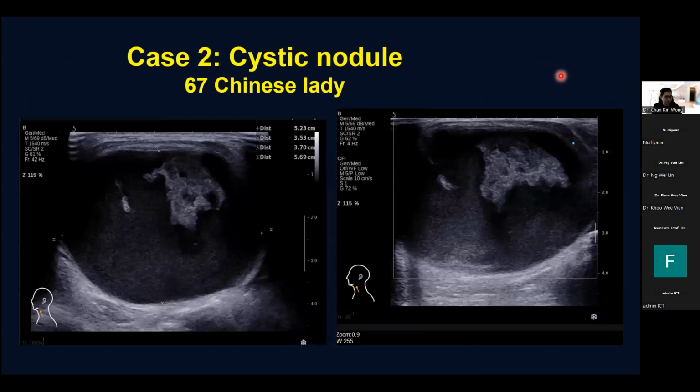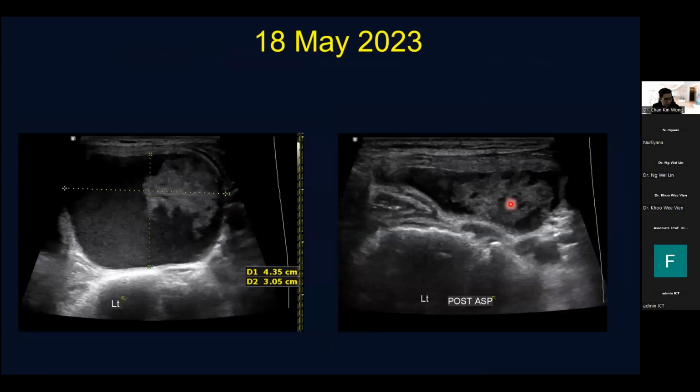Okay, case number 2 that I will share is a cystic nodule, predominantly cystic nodule. So it's cystic with some solid component over here. So 18 May, this is what we did. We just did aspiration at the time because the patient had some compressive symptoms. So basically, this is just for symptom relief. And 1 month later, we actually planned for ablation.